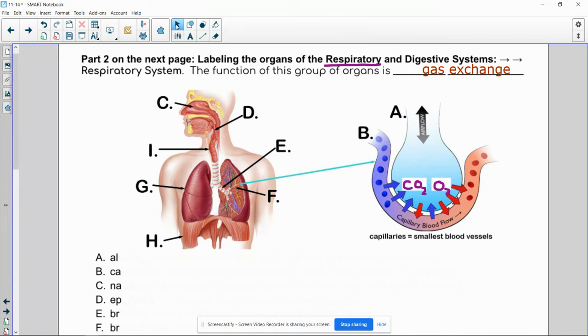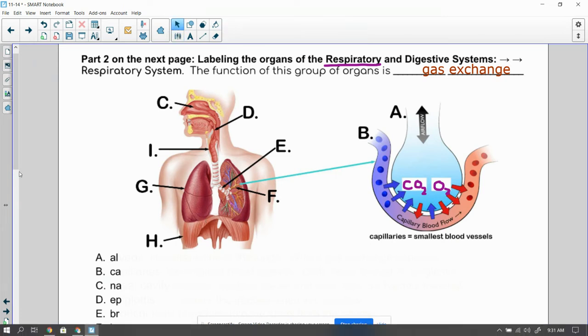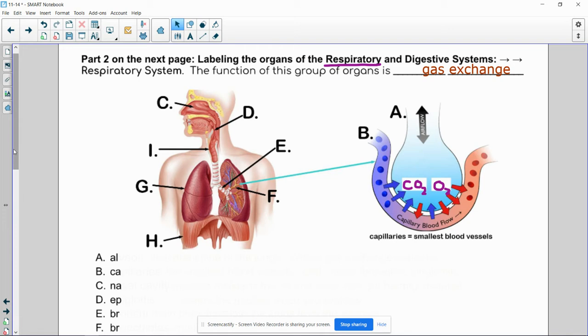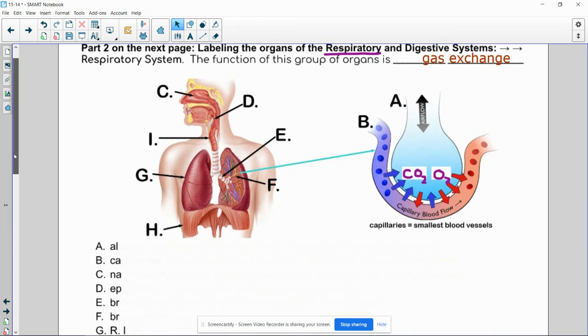So quickly here, in an effort to keep this video shorter, you can pause as you want or need to.